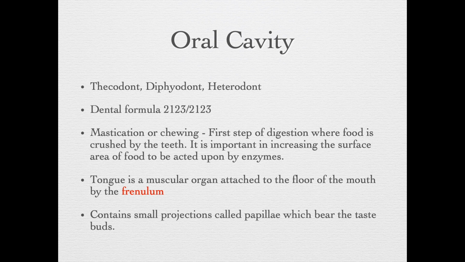The human set of teeth have 3 identifying features, and these are thecodont, diphyodont, and heterodont. Let's take a second to understand each of these terms. Thecodont implies that the teeth are embedded in a set of jaws. Diphyodont implies that there are 2 sets of teeth that are seen in a lifetime, the temporary and the permanent set. And heterodont refers to the fact that the human teeth consist of a variety of teeth. And these are the incisors, the canines, the premolars, and the molars.